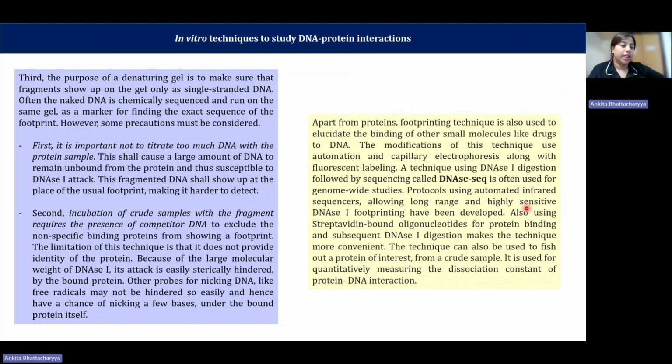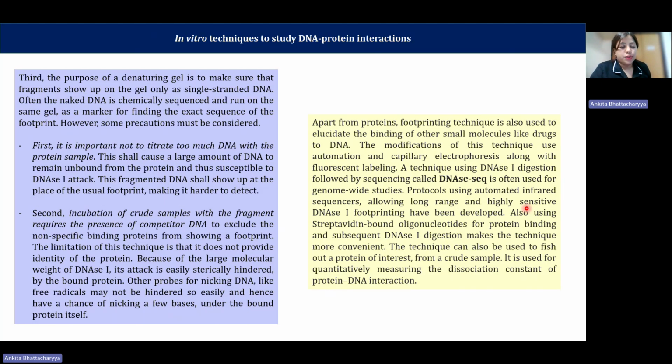Thirdly, you have to run the sample on a denaturing PAGE, and only single-stranded DNA would show up. As a result, whatever is labeled at the 5' end with your radiolabel or your fluorescent label will be visualizable at that point. It's also chemically sequenced many a time and then run on the gel so that you can get an exact idea of the sequence that you are getting from your gel, because that is going to narrow down another step and make your results a lot more trustworthy.